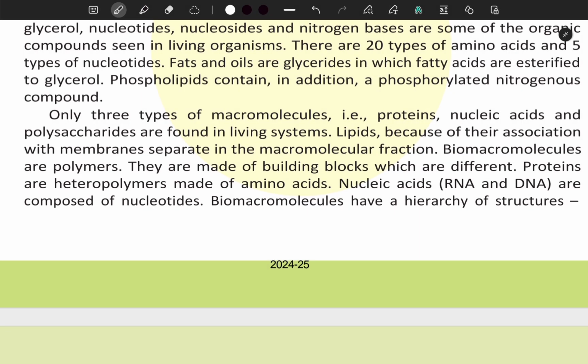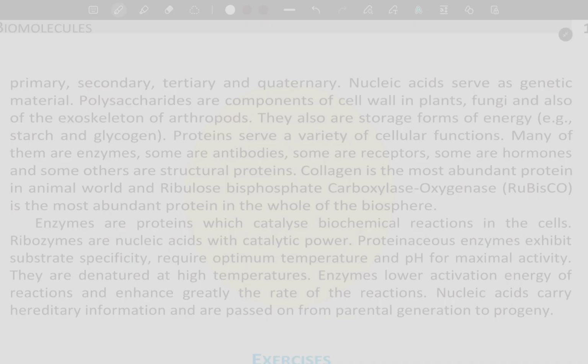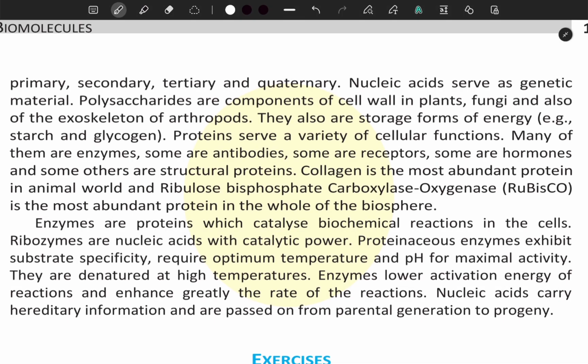Only three types of macromolecules, that is proteins, nucleic acids and polysaccharides, are found in living systems. Lipids, because of their association with membranes, separate in the macromolecular fraction. Biomacromolecules are polymers. They are made up of building blocks which are different. Proteins are heteropolymers made up of amino acids. Nucleic acids, RNA and DNA, are composed of nucleotides. Biomacromolecules have a hierarchy of structures: primary, secondary, tertiary and quaternary.